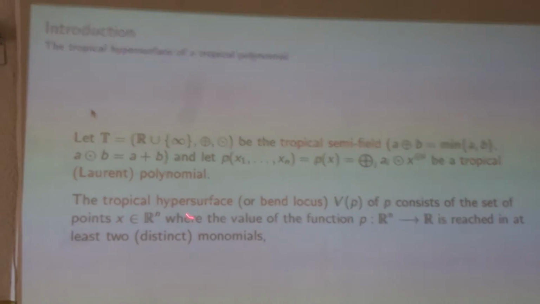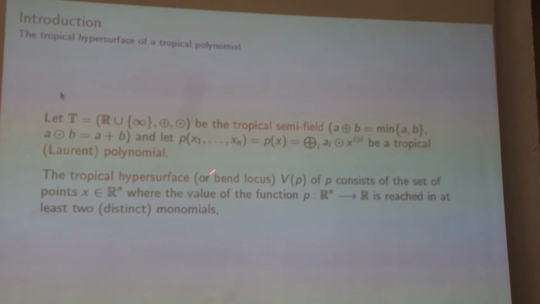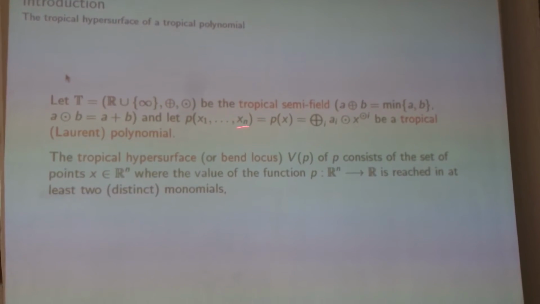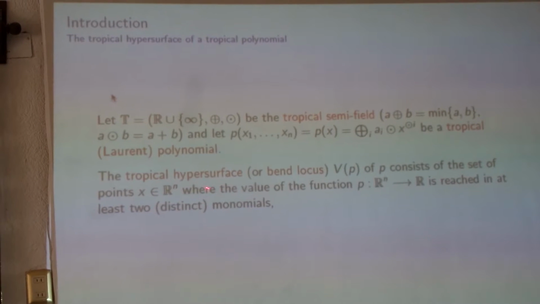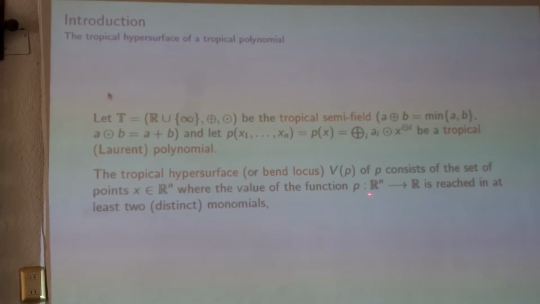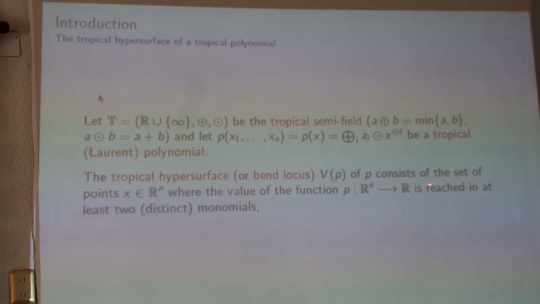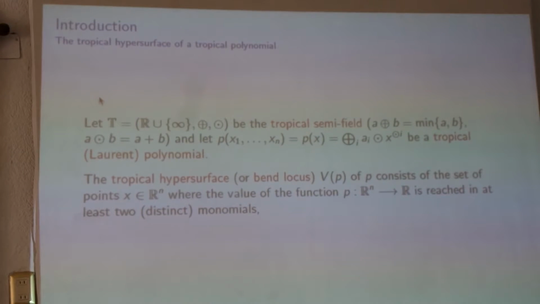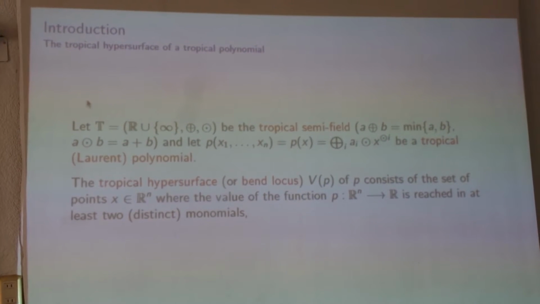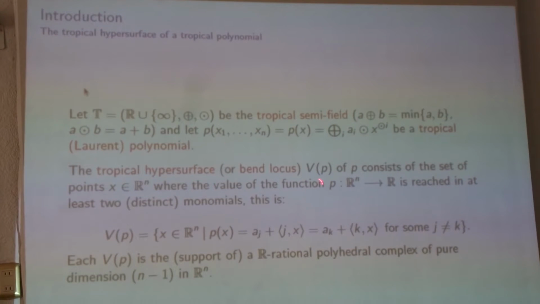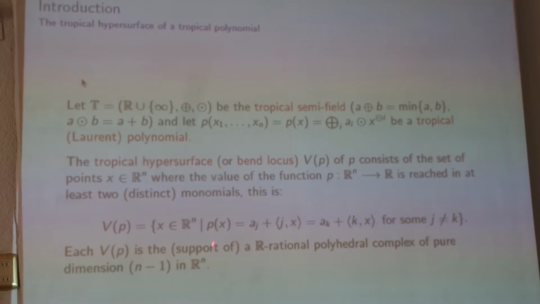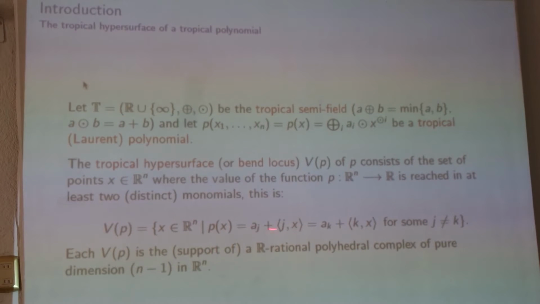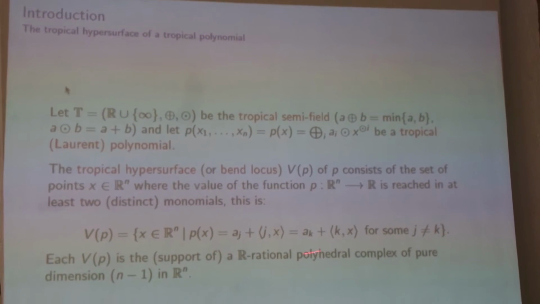So the tropical hypersurface, or sometimes called bend locus, of a tropical polynomial like here, consists of the set of points where the value of this function, as a function from R^n to R, is reached at least 2 distinct monomials. This is the bend locus of the polynomial, the set of points such that this value is reached at 2 different monomials, for some j different from k.